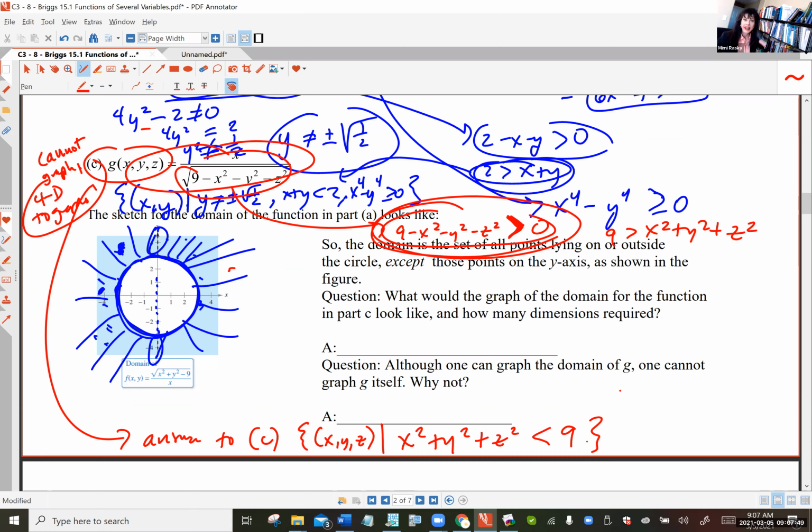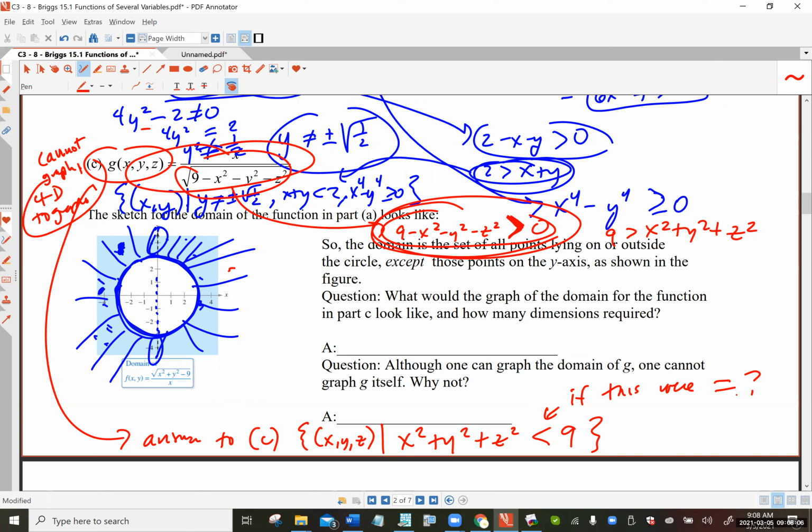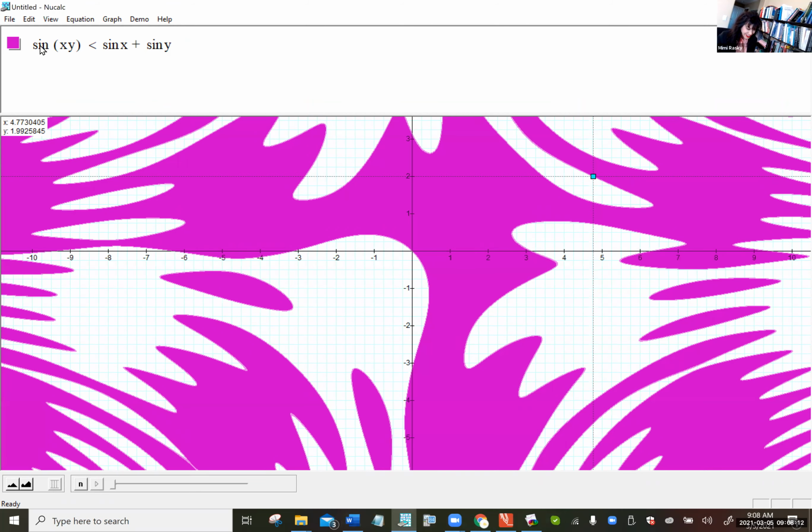And we're done. Now, what would that graph look like in 3D? Does anybody remember what this equation's graph would look like if it were an equals? I claim we studied it in the first week of this class. It's a sphere with a radius of 3. Yeah, very good. You guys got it.